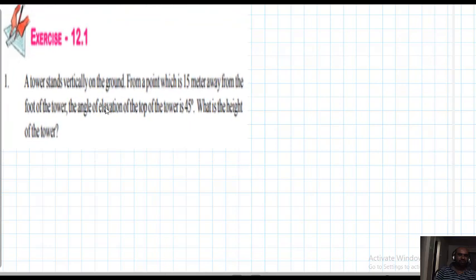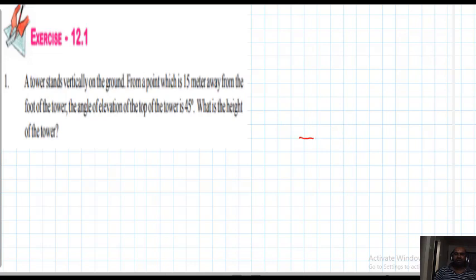Observe here, first problem. A tower stands vertically on the ground. From a point which is 15 meters away from the foot of the tower, the angle of elevation of the top of the tower is 45 degrees. What is the height of the tower?